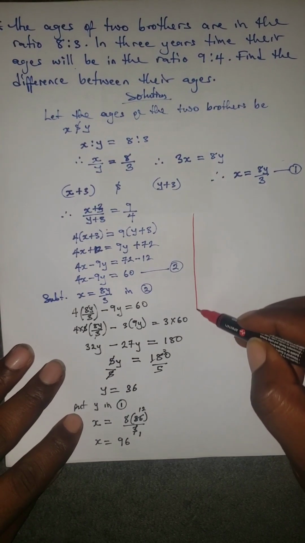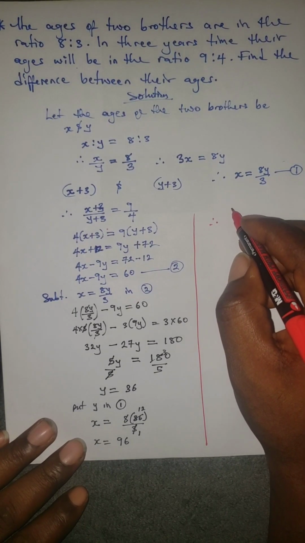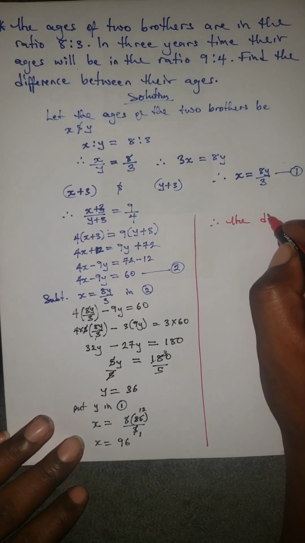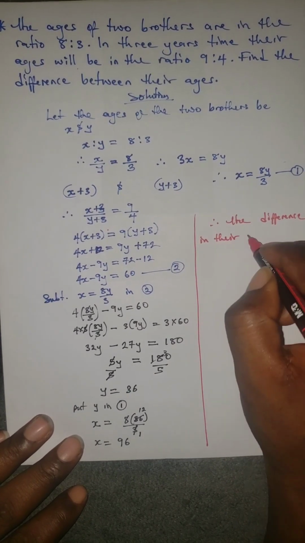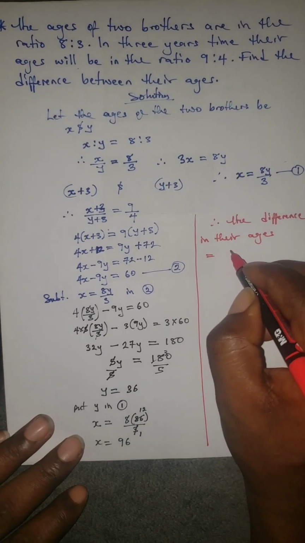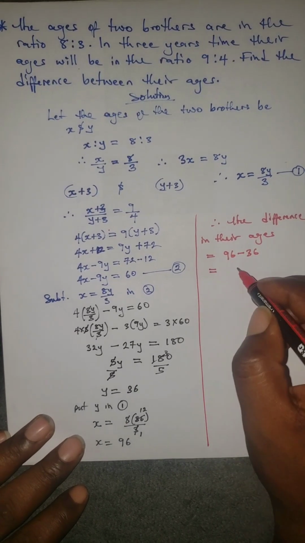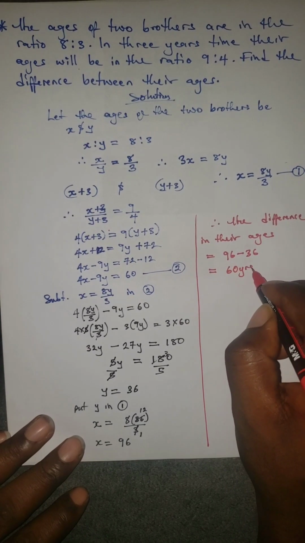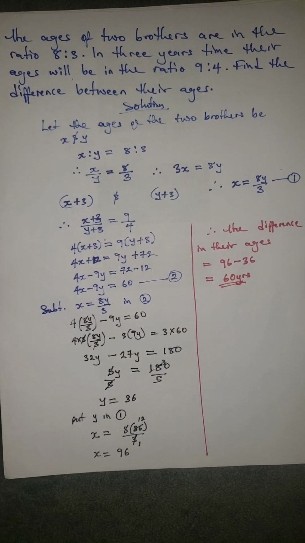Let's divide this place into 2. So we can say therefore the difference in their ages equals 96 minus 36. So that will give us 60 years.